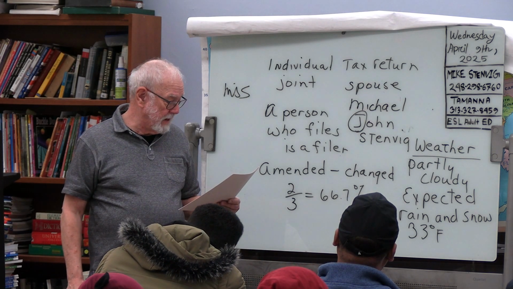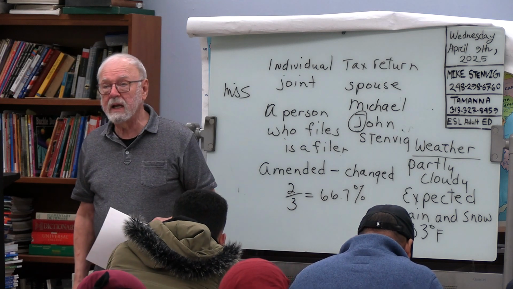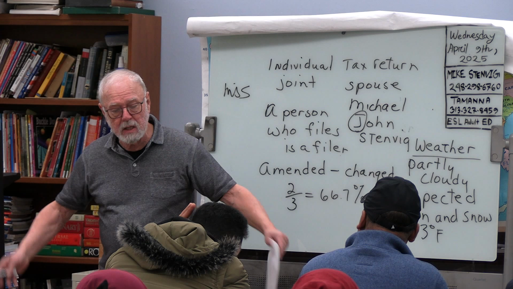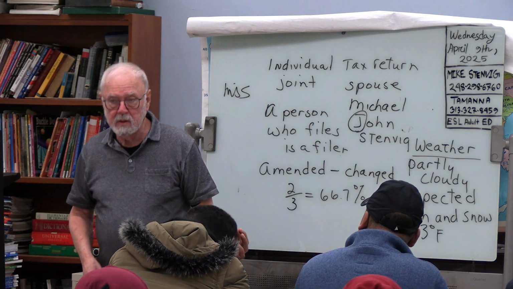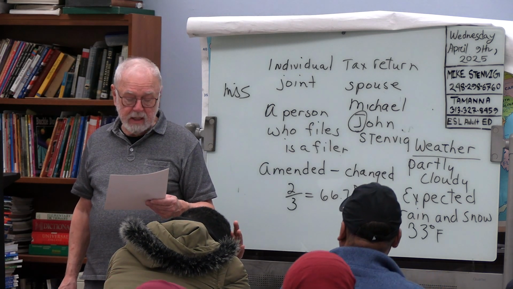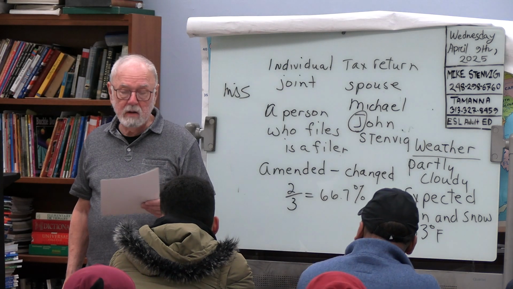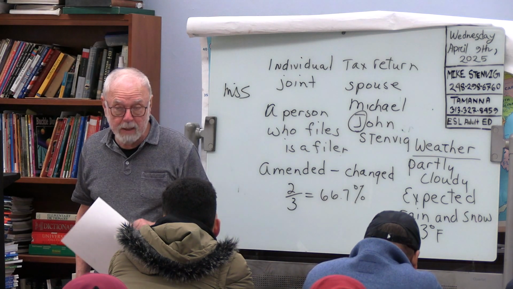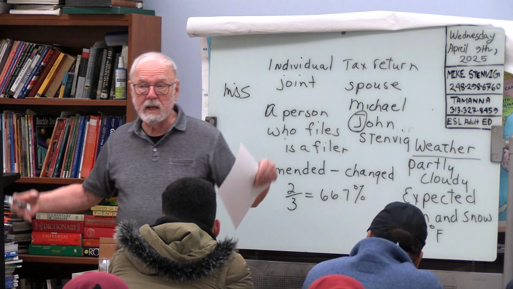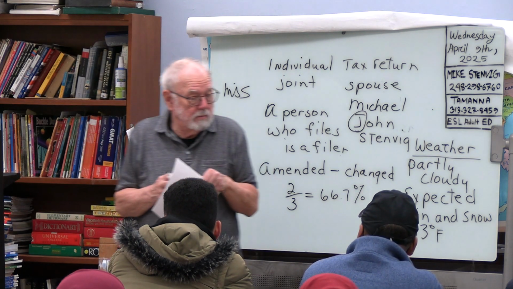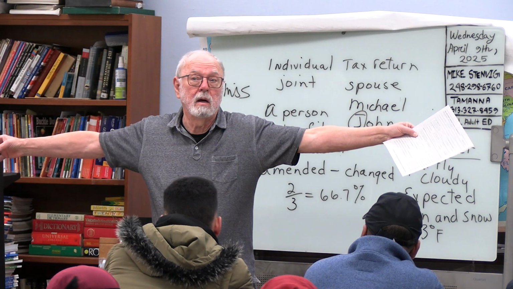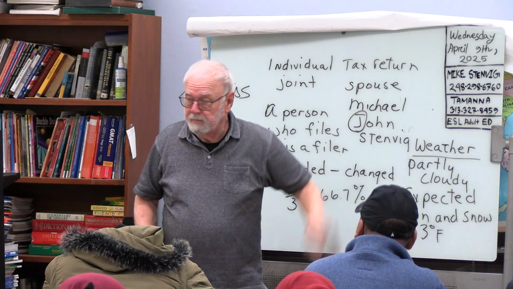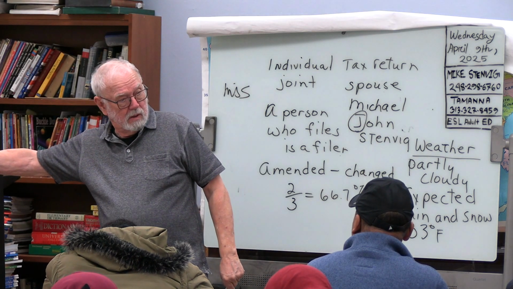Then of course, number 7, it says filing status. So if you see the word status, it means your condition. So in this case, it says single, married filing jointly, married filing separately. What does jointly mean? Together. Separately means separate. Husband, one form, wife, a different form.